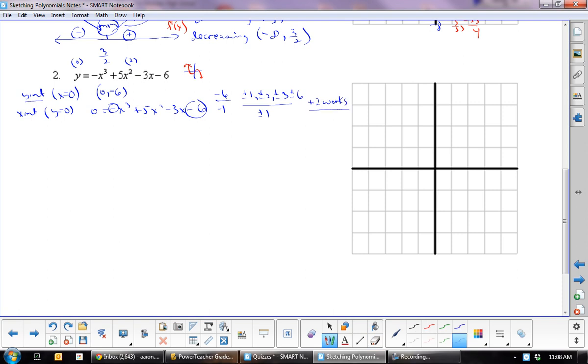Positive 2 works, okay? Okay, so synthetic division can be done 2 ways. You can put in the opposite of that and subtract, or you can put in the actual root. Now, if 2 is a root, what's one of the factors? x minus 2. Keep that straight. Don't get the root mixed up with the factor.